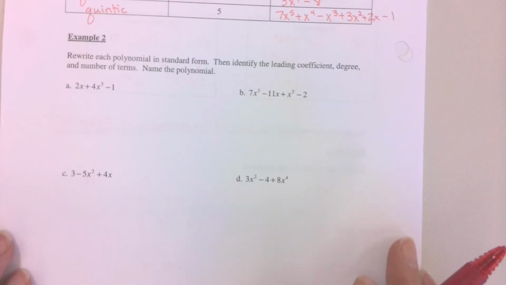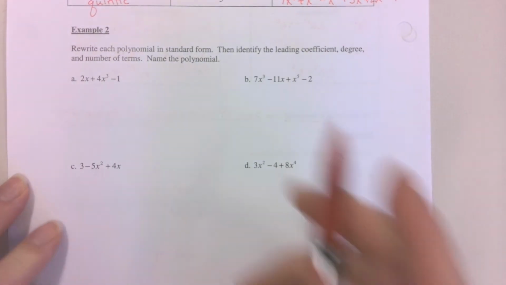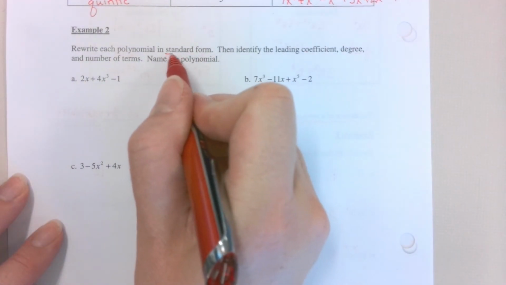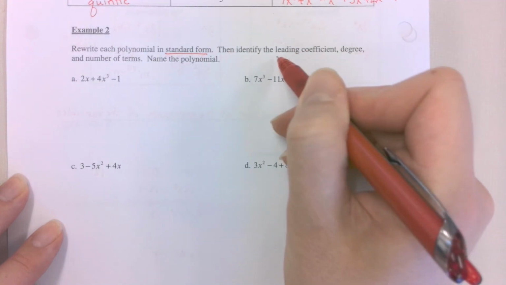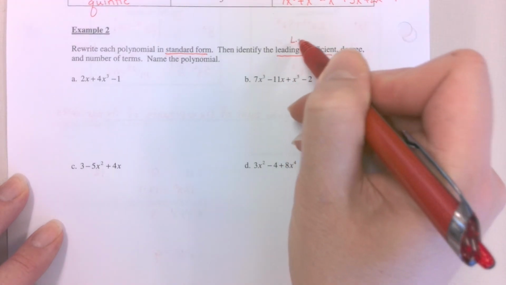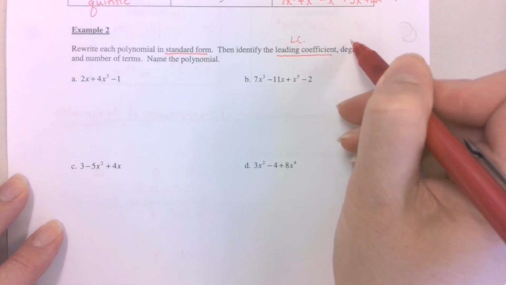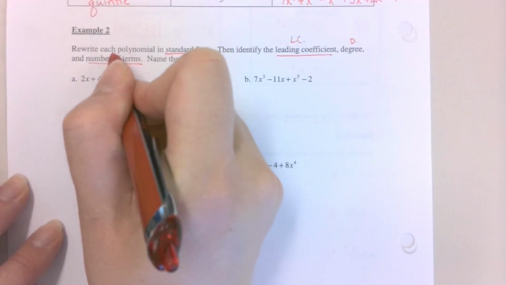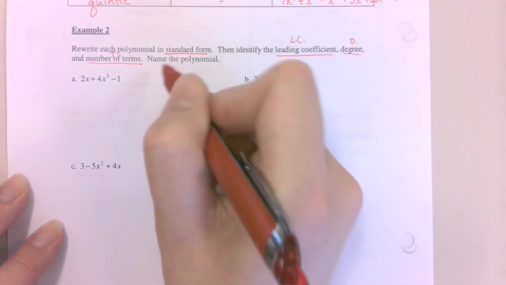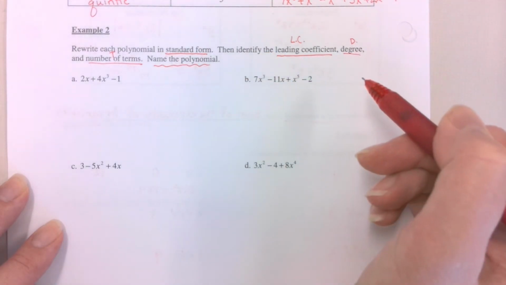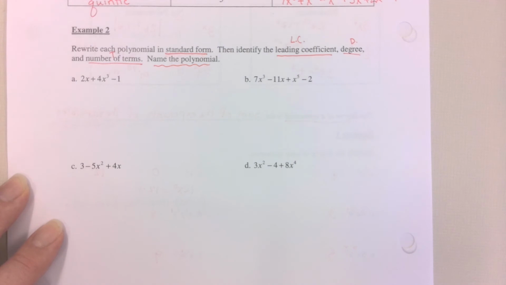So we have a set of directions here we want to follow carefully. It says to rewrite each polynomial in standard form. Identify the leading coefficient, we're going to call that the LC. Identify the degree number, we'll call that D. Number of terms, I will call T. And then we are going to name the polynomial with 2 names, number of terms and degree.